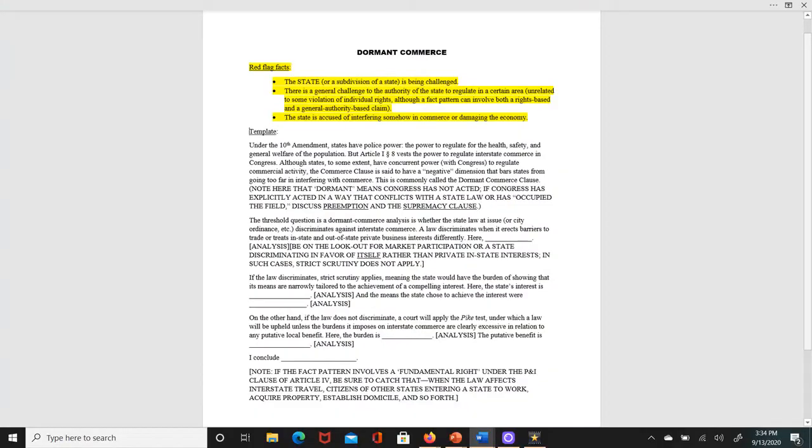Dormant commerce tends to arise not when the challenger is saying, "Oh, the state violated my rights in some way, or my equality in some way," but when there's a general claim that the state lacks the authority to do something. Normally, when somebody claims that the state lacks the authority to do something, what they're saying is that that's supposed to be the federal government doing that, not a state. That triggers a dormant commerce analysis.